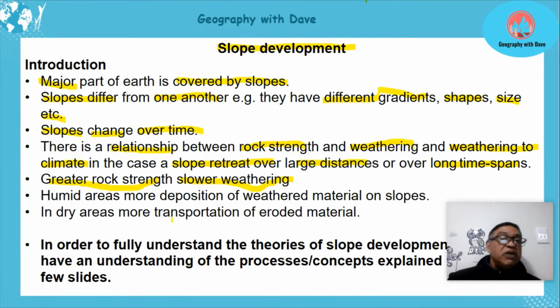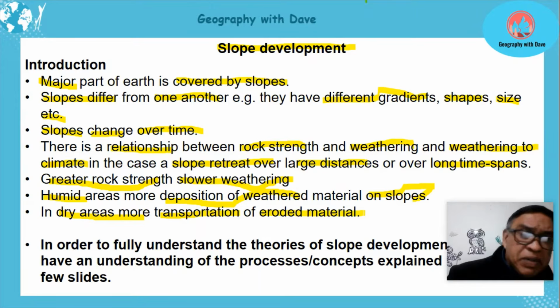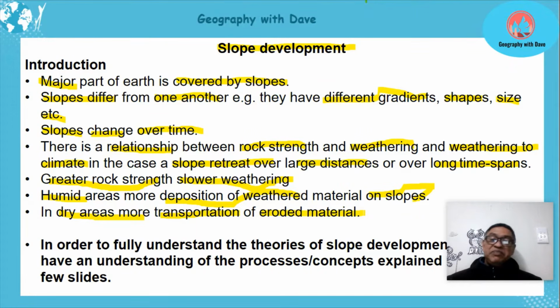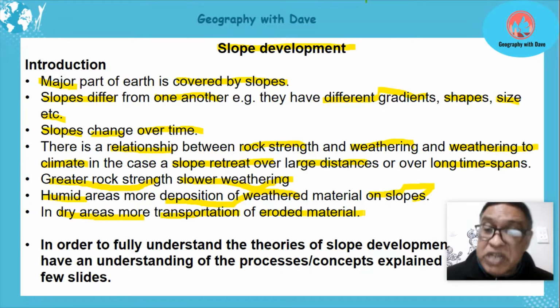Then we look at another thing. If it's a humid area, there will be more deposition of material on the slopes, because of the weathering of the material coming down. Remember, it's humid, water, etc. In the dry areas, there is more transportation of eroded material, because it's drier, with less weathering in terms of water, and more material transported.